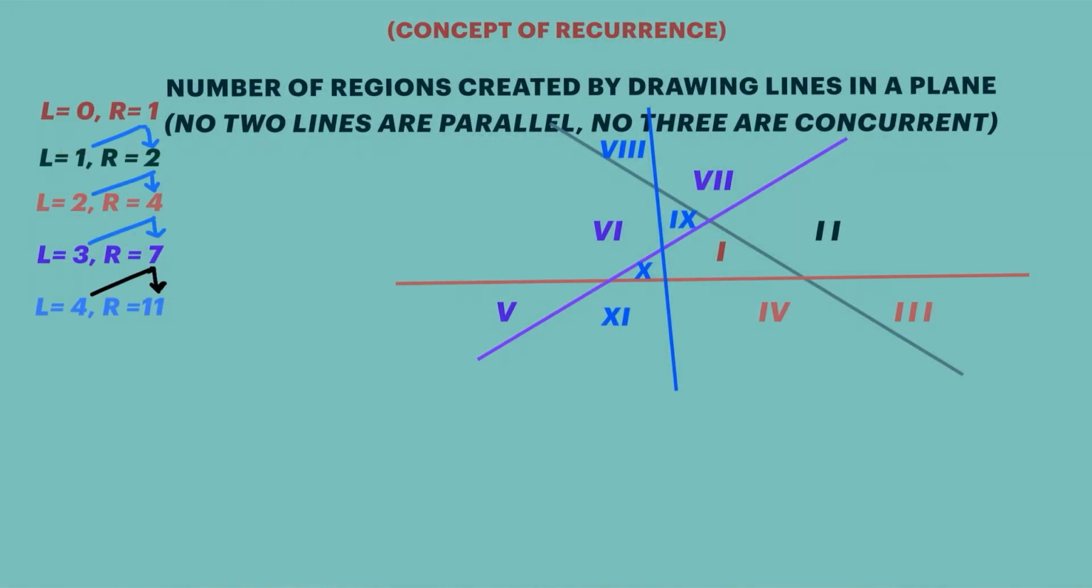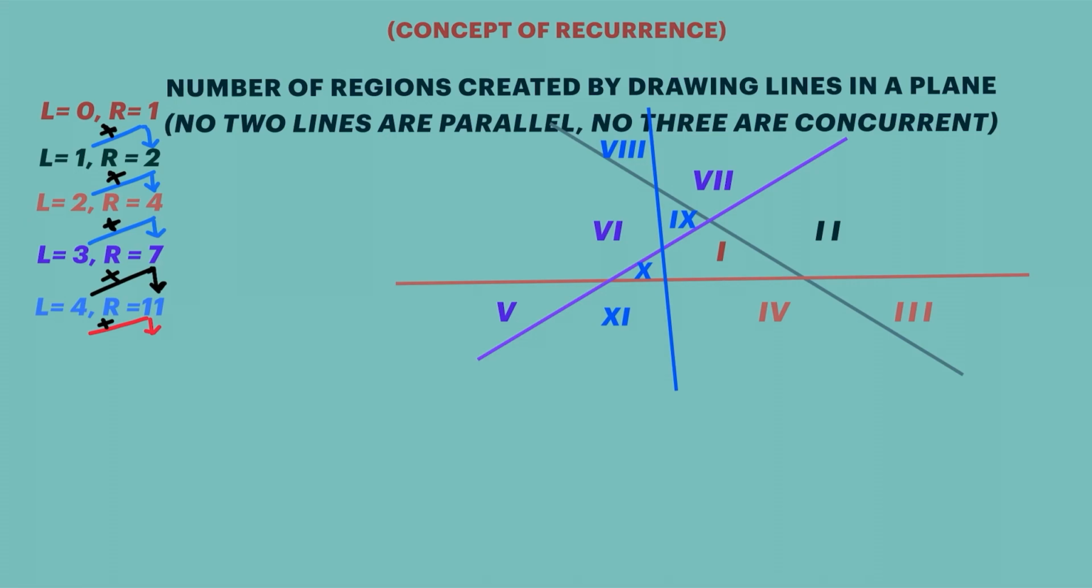Now see the relation between two consecutive values of R and L. We have shown the bent arrow. See, there 1 plus 1 equal to 2, 2 plus 2 equal to 4, and 3 plus 4 equal to 7, and 4 plus 7 equal to 11.